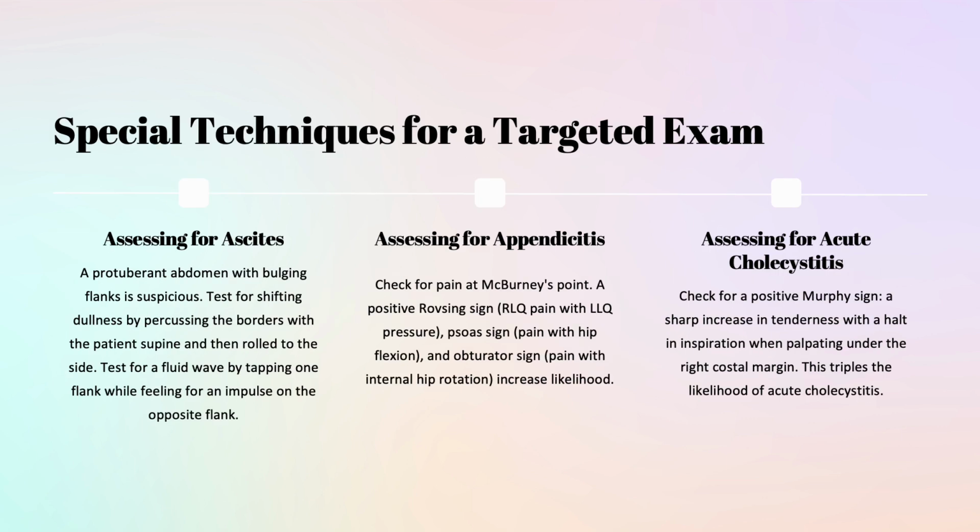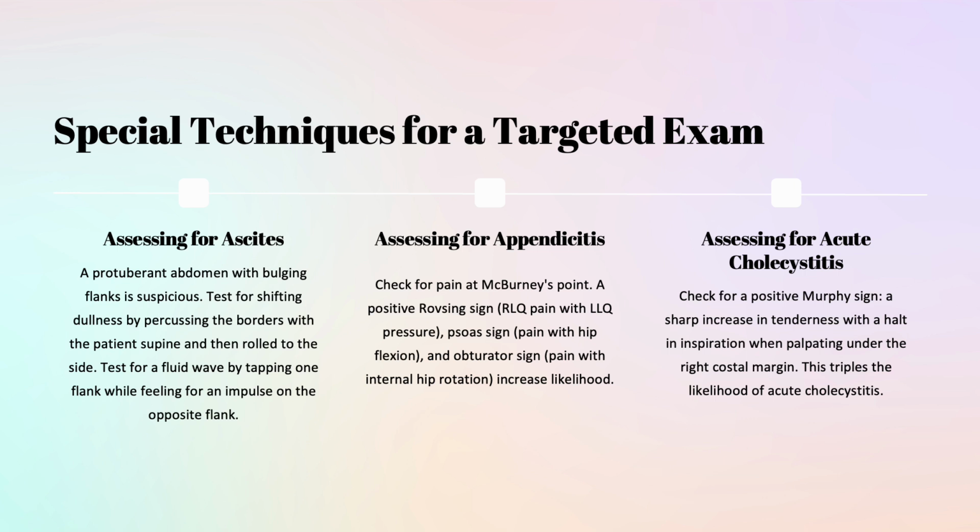And finally, we have special techniques for different conditions such as ascites, appendicitis, and acute cholecystitis. Okay, what's ascites? Ascites is fluid in the abdomen, in the potential space of the abdomen. So you're going to suspect ascites if the patient has a protuberant abdomen with bulging flanks.